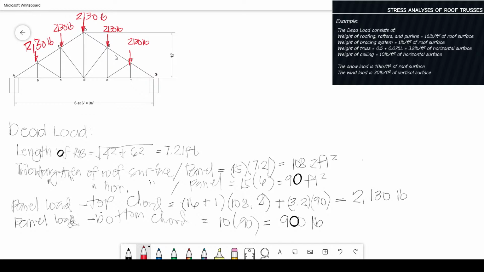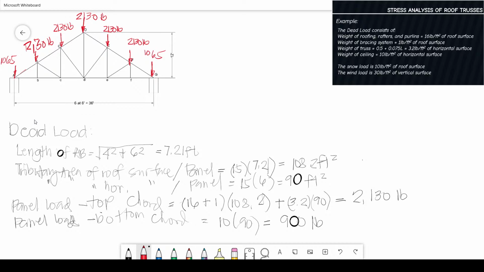Anyway, so that is 2130 pound. Okay. So this one is whole, and this one is half, right? How about A? Our assumption is that the load is placed within the joints. So our area is this one, and for the end it is half of the area, half the load. So that is 2130 divided by 2, which is 1065.